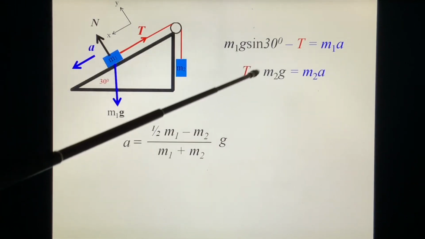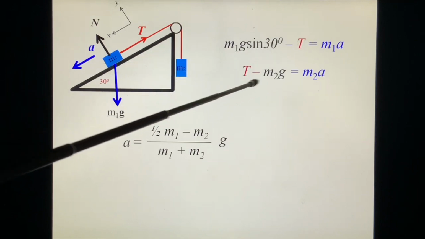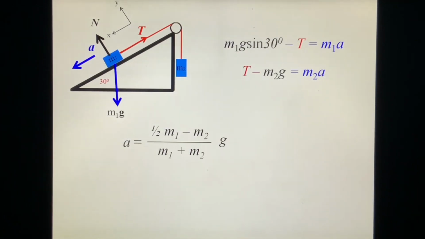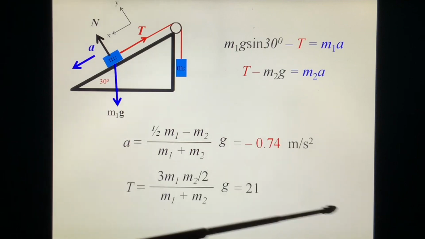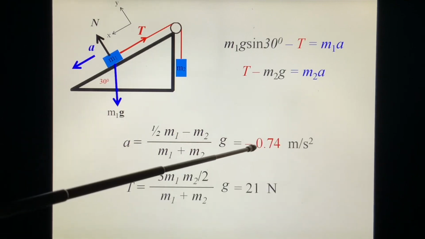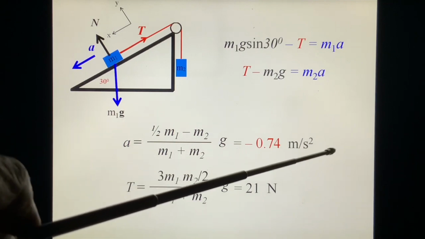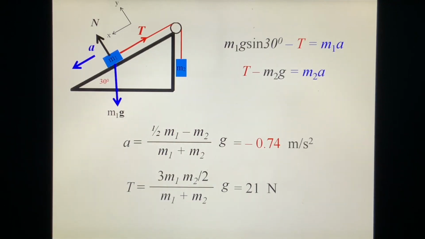With these two equations, two unknowns, for a. It's very simple, junior high school math, I don't do it. I just give you the answer. The answer a is minus 0.74 meter per second squared. What does this mean? This means the real movement of M1 is going up, the opposite direction from what I assumed. Okay, it's a correction.